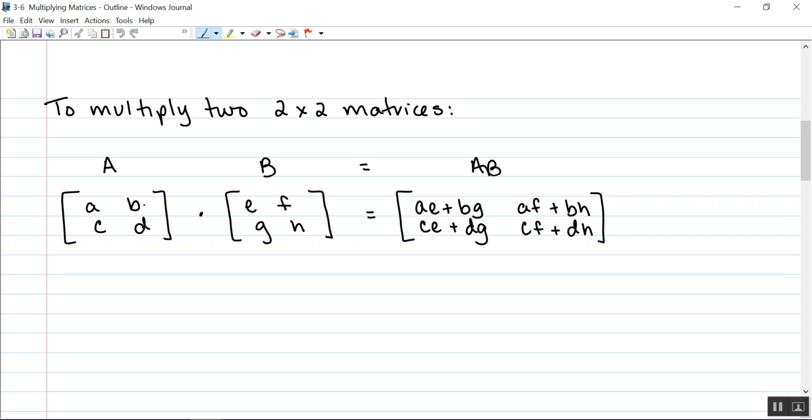Then I'll go across the first row and down the second column. So A times F plus B times H, and that gives me my second element over here in the top row. Now I'm going to focus on the bottom row of matrix A and go down each of the columns. So C times E plus D times G gives me my element down here, and C times F plus D times H gives me my element in the lower right.